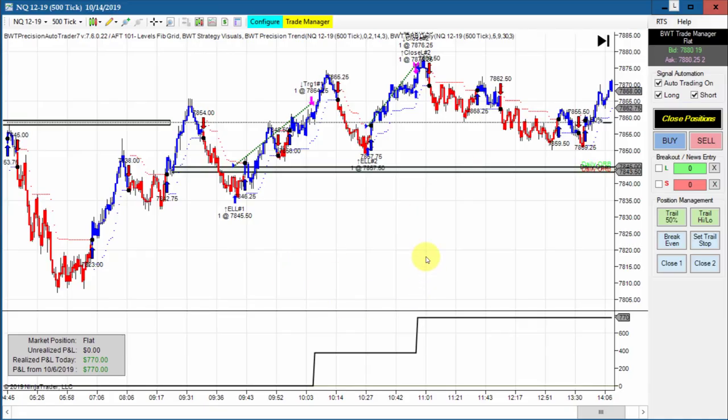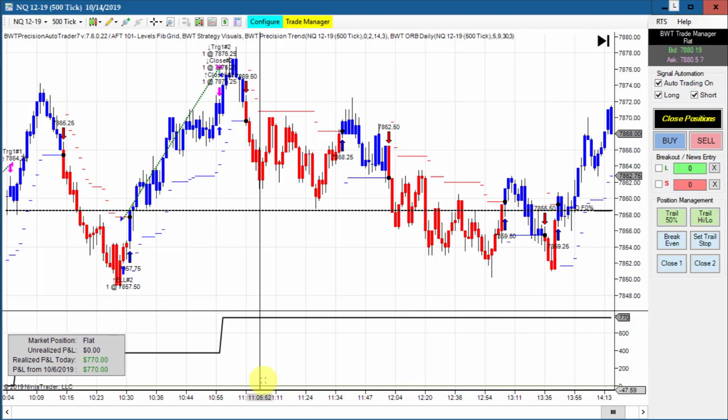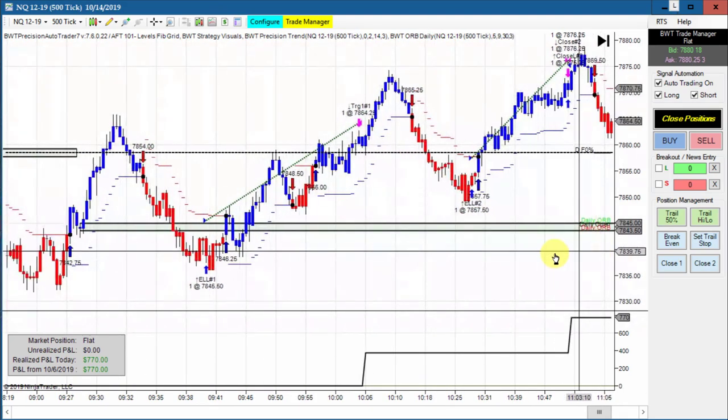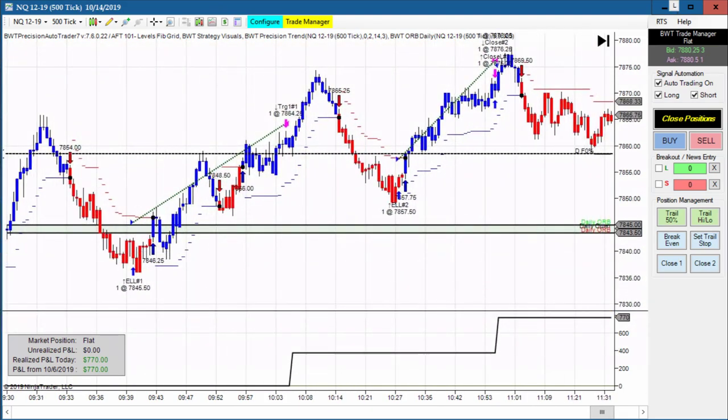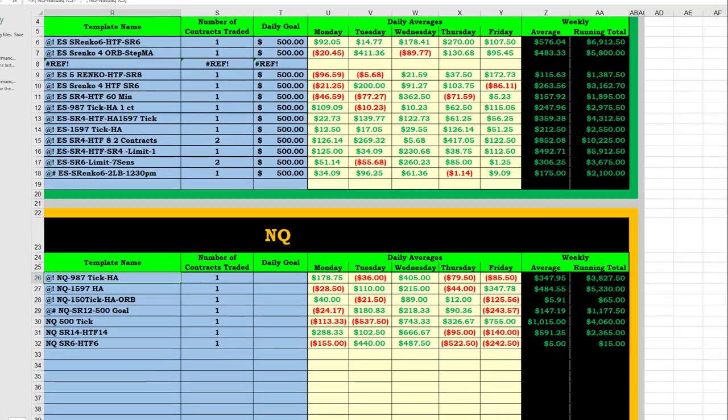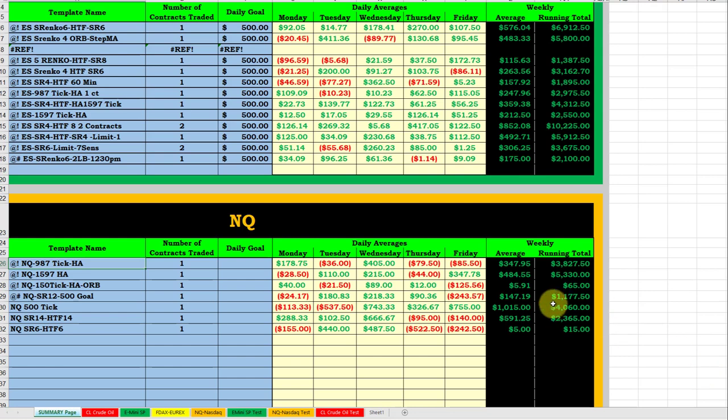Okay, so I wanted to bring over this chart of the NASDAQ on a 500 tick, and you can see there were two very nice trades off the open range filter here. This did 770 for the day, and if we look at the spreadsheet, we can see that this is one of the best performing charts, if not the best performing, but I haven't been plotting it that long. It's averaging 1,015 for the week, up 4,000 so far, and that's just over a couple of weeks, I believe.